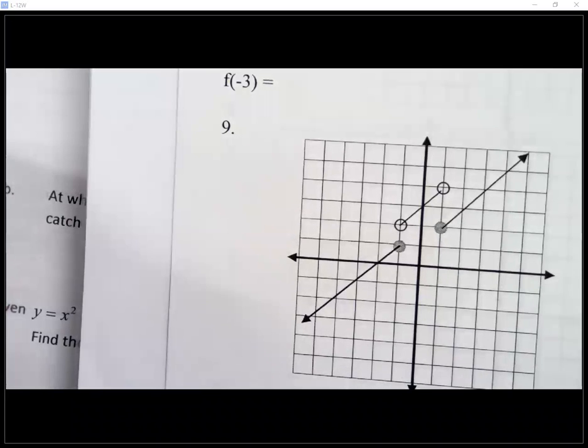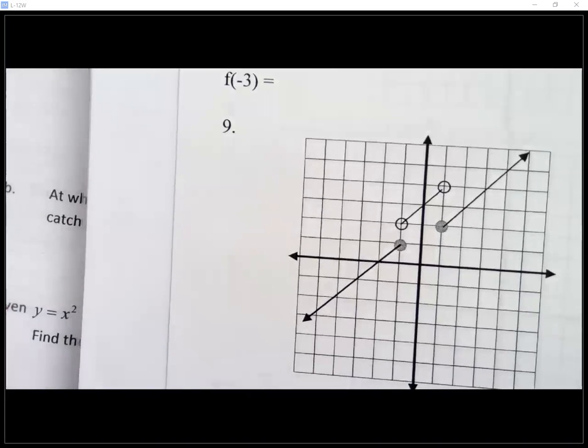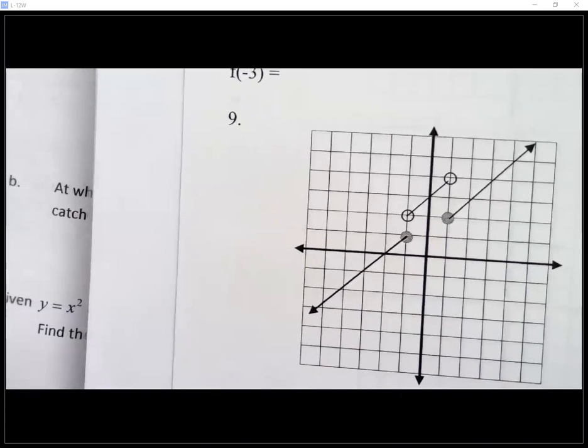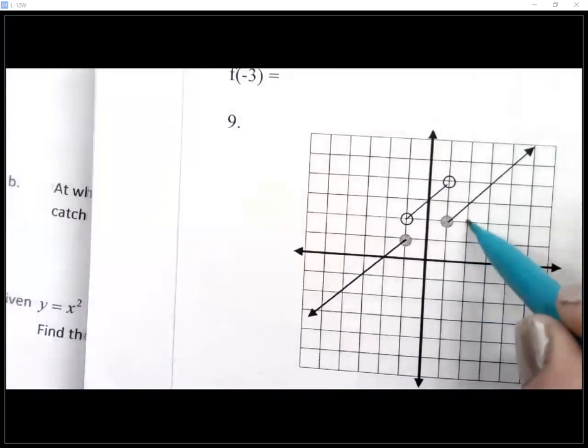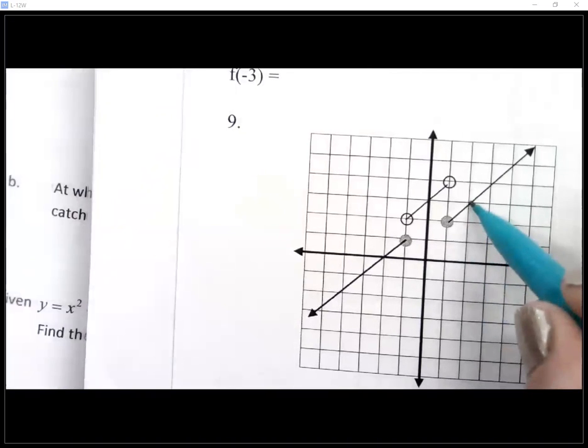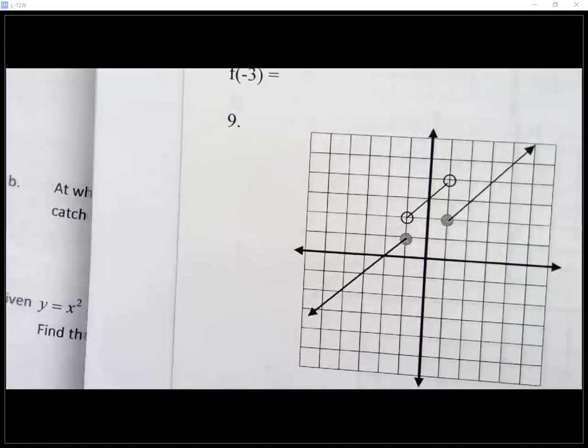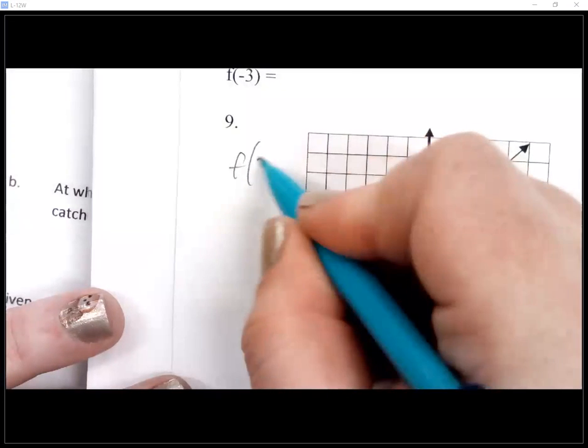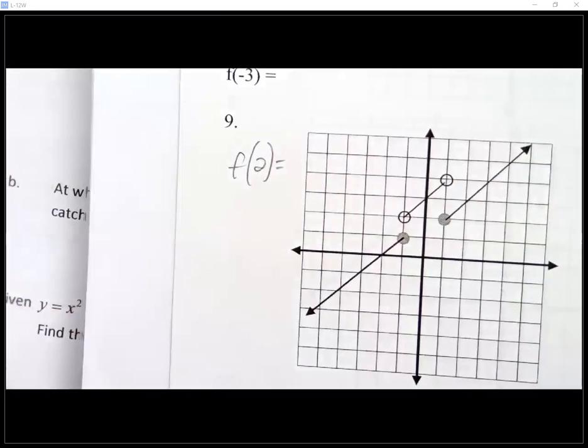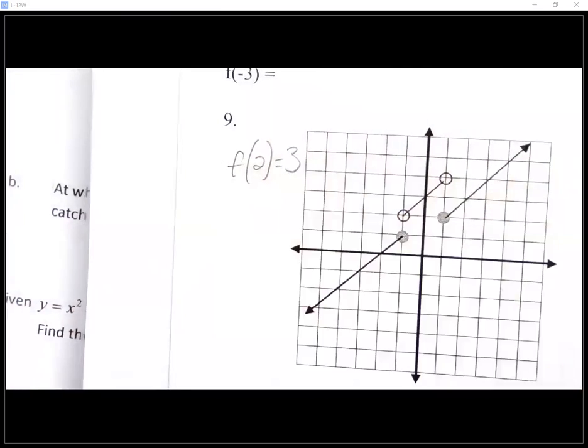So what I could do is ask you, hey, what's the value of this function at different values? So if I said, all right, what's the value of this function when x is 2, for example? Well, I would just go to where x is 2, and I'd come up and see, assuming each box is 1 unit, when x is 2, wouldn't y be 3? Right? So if I were to ask you, what's f of 2? If this is the f function, that answer would be 3. You follow me so far?